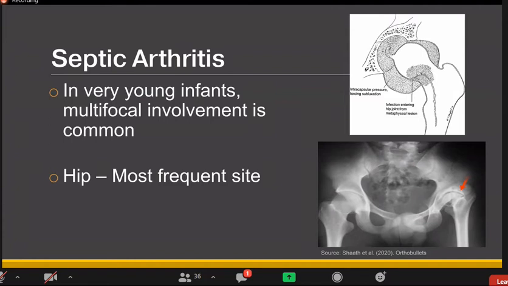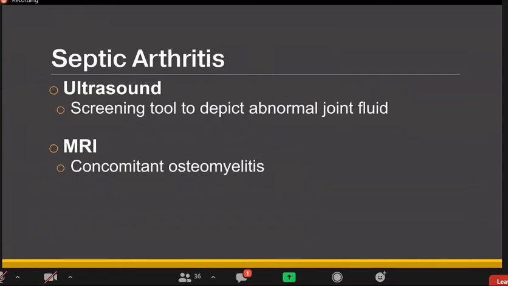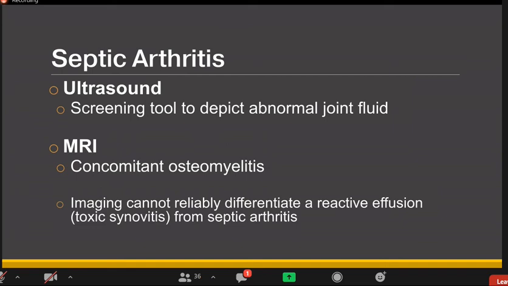So we can see here the hip is the most frequent site, and as the pus builds up in the capsule, there can be intracapsular pressure forcing subluxation of the hip joint as seen in this radiograph. Ultrasound can be done in these patients as a screening tool, and ultrasound can depict abnormal joint fluid. And MRI can be used to demonstrate concomitant osteomyelitis.